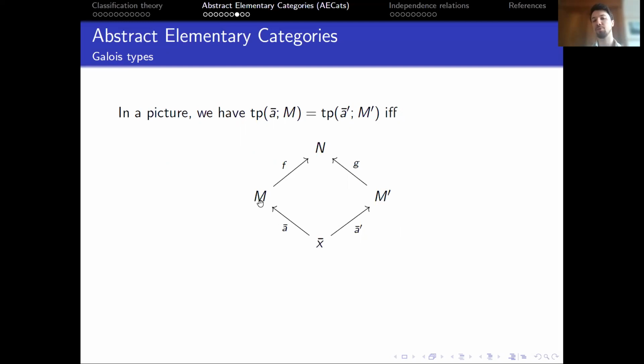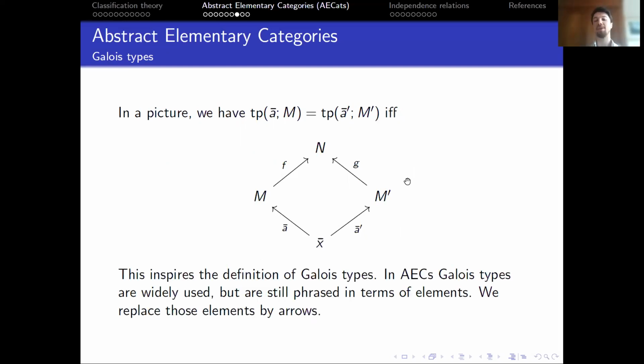Here I view the tuple A as just a function from some index set X bar to my model, and the same for A prime. And of course, saying that f of A is g of A prime is the same thing as saying this thing should commute. And this is a picture that should be more appealing to category theorists, I think, because it's a diagram. And this then inspires the definition of what we call Galois types.